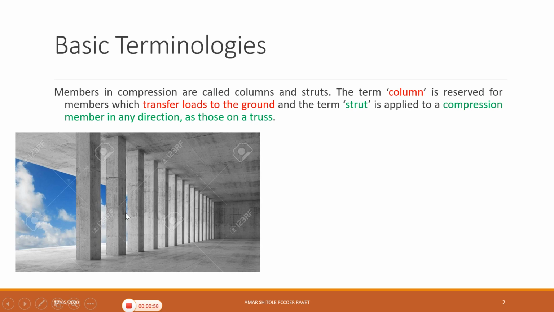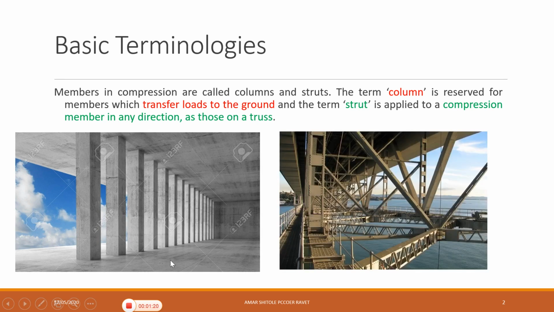See here in this diagram. These vertical members we are going to call columns, as they are transferring the load from the top to the bottom soil or the ground. That's why we term these vertical members columns. Next, we can see the strut members. The members of a truss, these inclined members or members in any direction, we call struts.